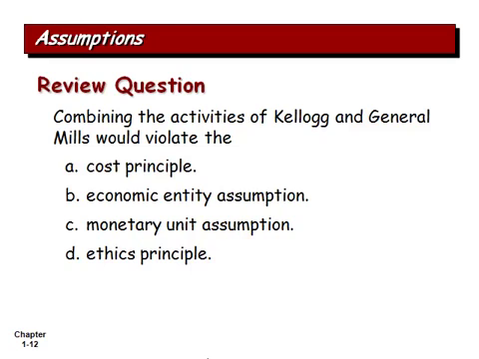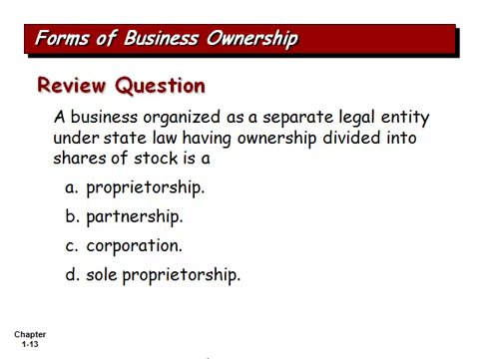Well, quick review question here. If we combine the activities of Kellogg and General Mills, we would violate which principle? And the answer is B, the economic entity assumption, because those two entities are separate. They haven't merged. Another review question. A business organized as a separate legal entity under state law, having ownership divided into shares of stock, is a corporation. Proprietorships, partnerships, and sole proprietorships don't have stock. It's only corporations that do.